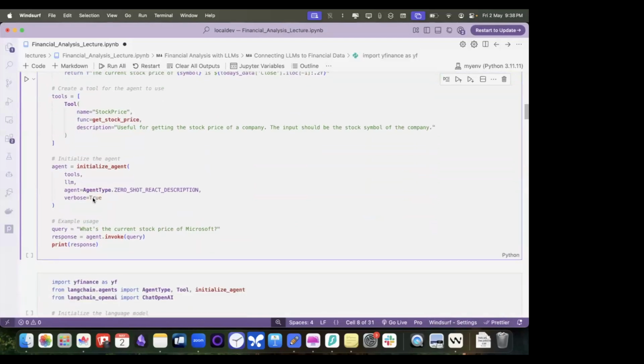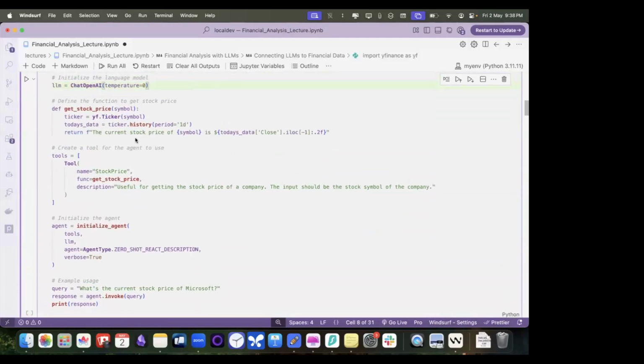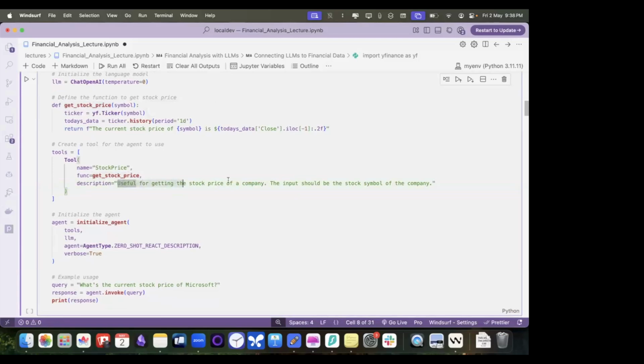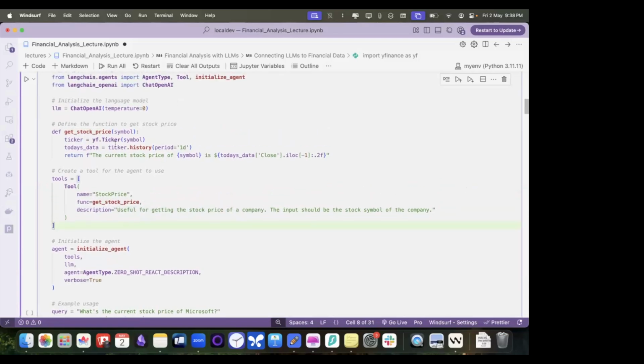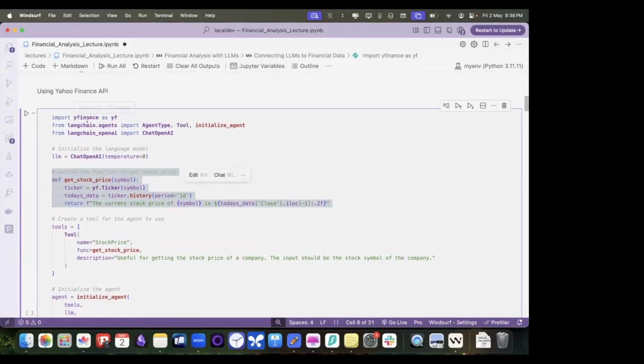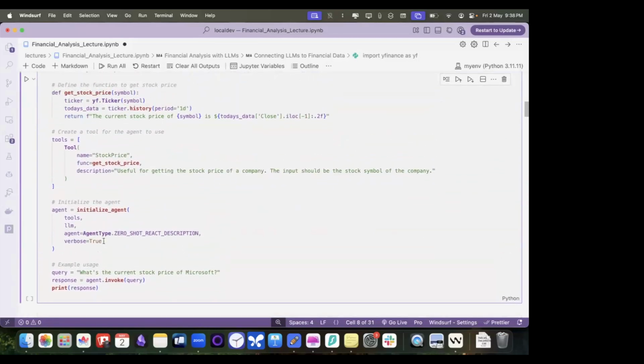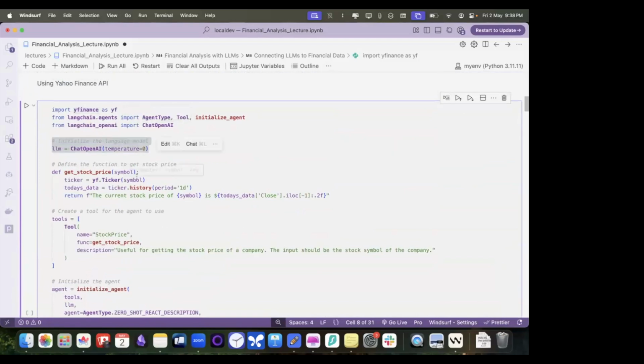Don't be confused by the code that is written here. You can simply understand that I am just using the Yahoo Finance dataset, and I'm creating a simple function called stock market, get stock price. The description of this tool is you can use this tool to get stock prices of this company. I will also show you a simpler version of the code and other tools as well. At a very high level, I'm using a Yahoo Finance dataset to get the stock price, and then I'm connecting it to my LLM, my GPT model.